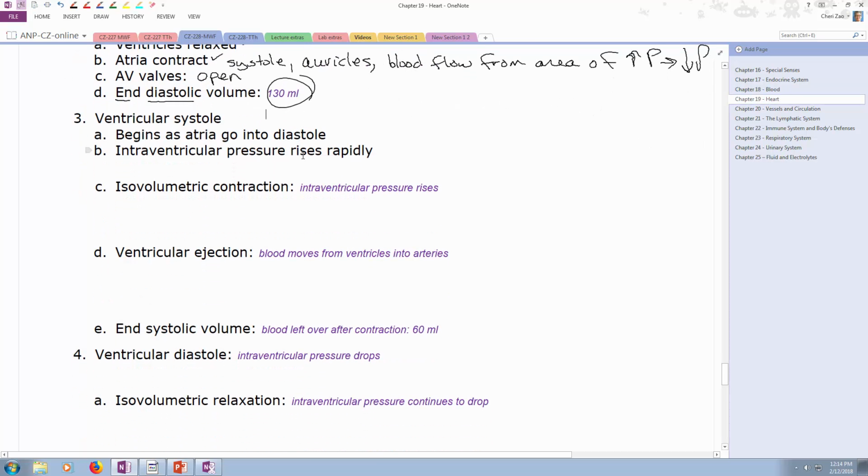Now the ventricles are going to go into systole, and so that means they're going to go ahead and contract. And as they go into systole, yep, makes sense, the atria go into diastole, they're relaxing. And as those ventricles contract, that intraventricular pressure of that blood that's inside is going to rise rapidly. And when this happens, this rapid rise of pressure, we need to close our AV valves, correct? Otherwise, blood will flow into the atria.